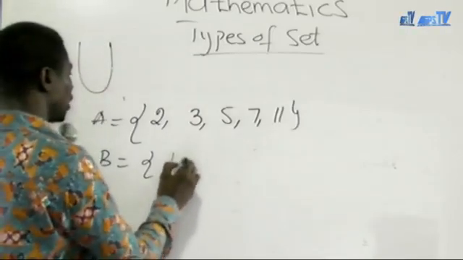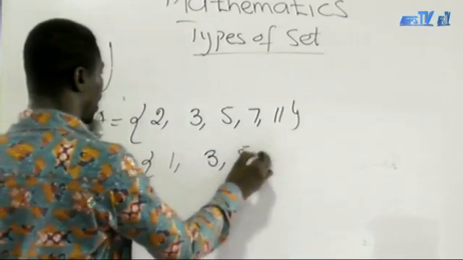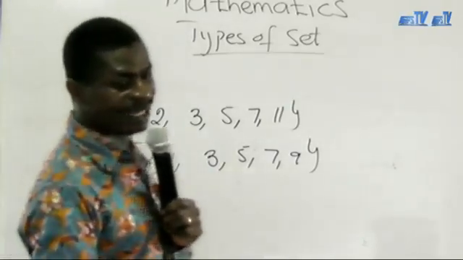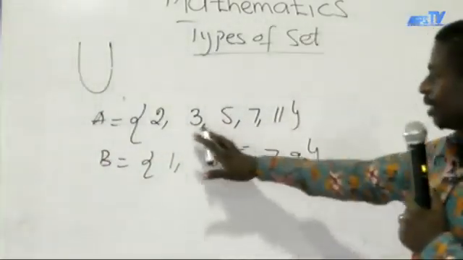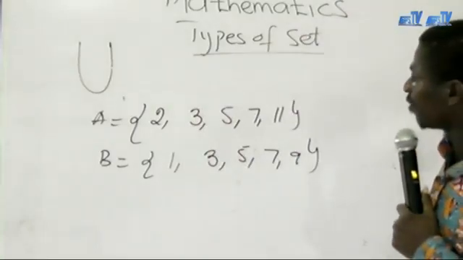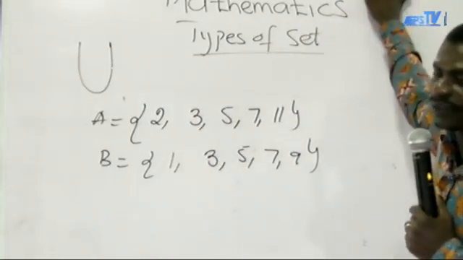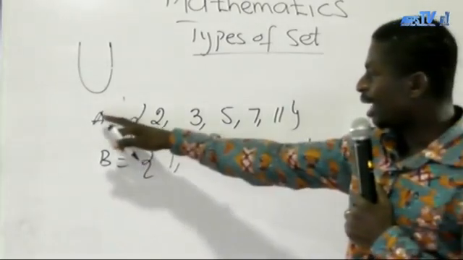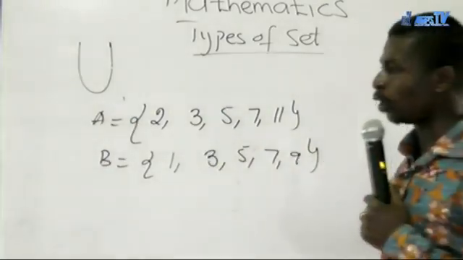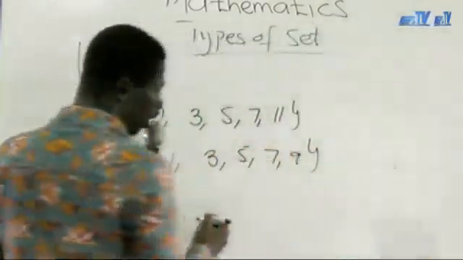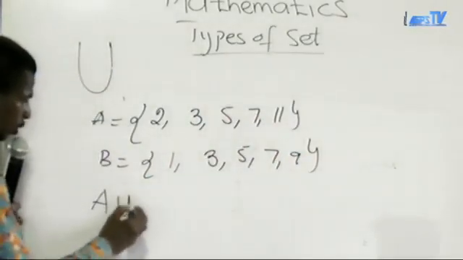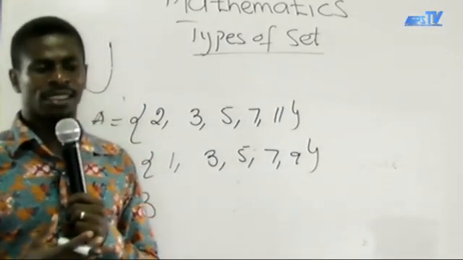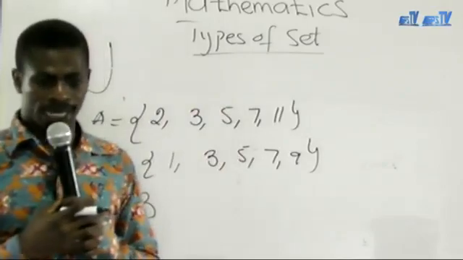That one also has 1, 3, 5, 7, and then 9. So we have set A, and then we have set B as a set of first 5 prime numbers and first 5 odd numbers. And so a teacher asks you to find A union B. So it will be put as A union B.